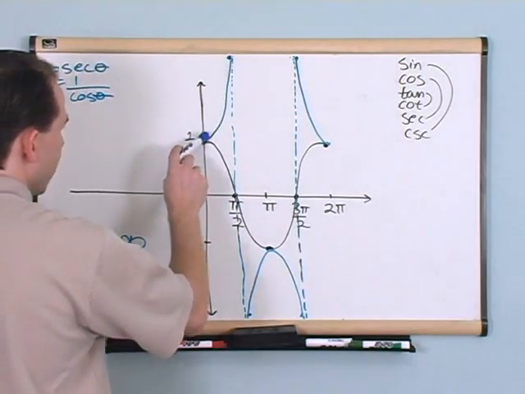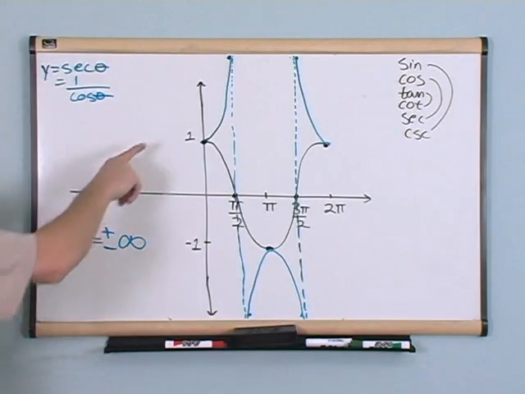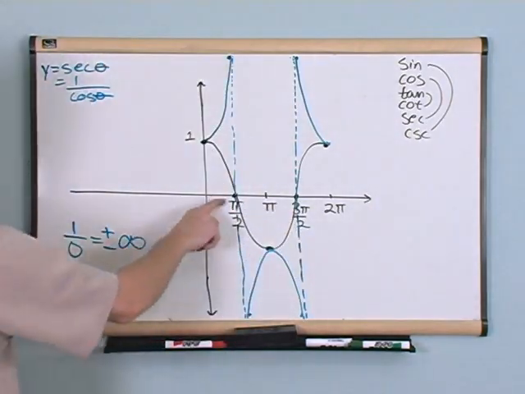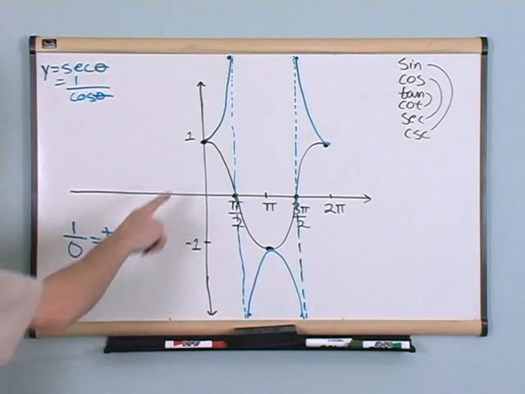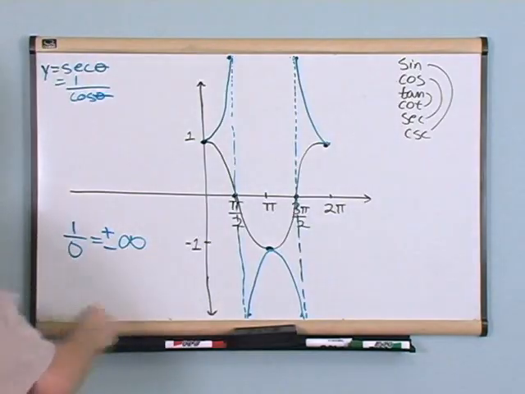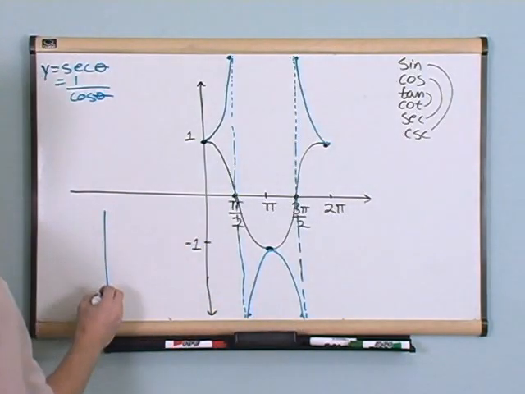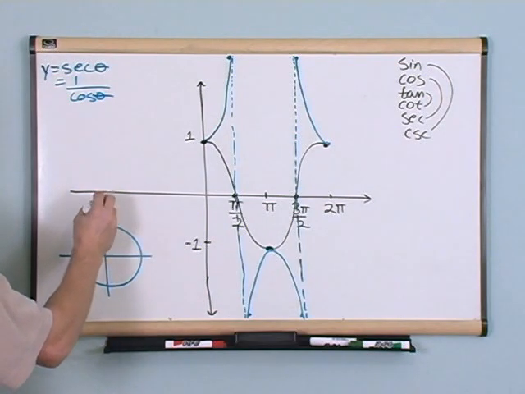The graph approaches these lines very closely, but doesn't quite get there because it goes off to infinity, and then comes up from the bottom as you jump to the other side of pi over 2. And the reason it jumps from positive infinity to negative infinity is because, if you look at your unit circle, I'm going to draw a little unit circle down here. This is pi over 2 up here at the top, right?